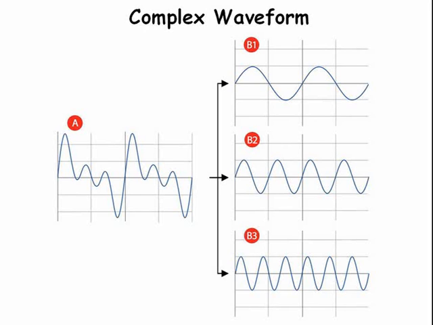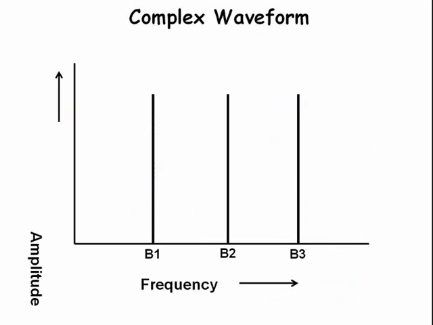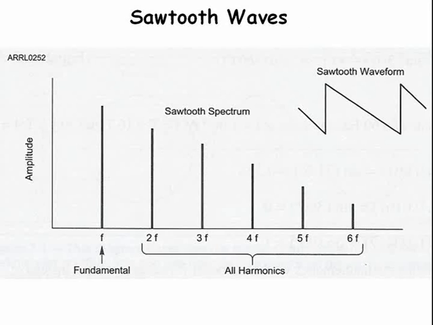Here is an example of a complex waveform made up of 3 sine waves, all at different frequencies. Here is what the spectrum of that signal would look like. Notice the 3 frequency components and the amplitude of each. On the right, you can see an example of a sawtooth waveform. The spectrum plot of this waveform shows that it is made up of a sine wave and all of its harmonics.